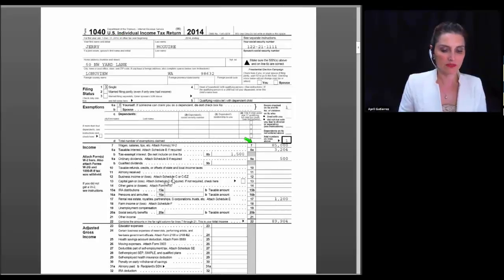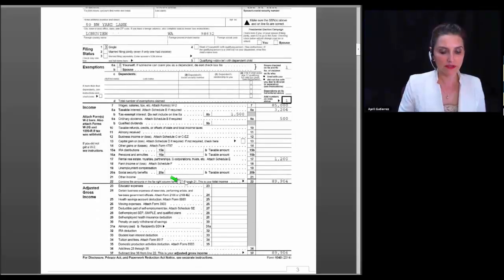And you can see on line 7 we've entered his wage. On line 8A we've reported all of his income from interest, including the Canadian interest, the interest flowing through on the K-1, and the tax-exempt interest that's showing on his 1099-DIV and 1099-INT statements. And then, of course, we have dividend income of $500.